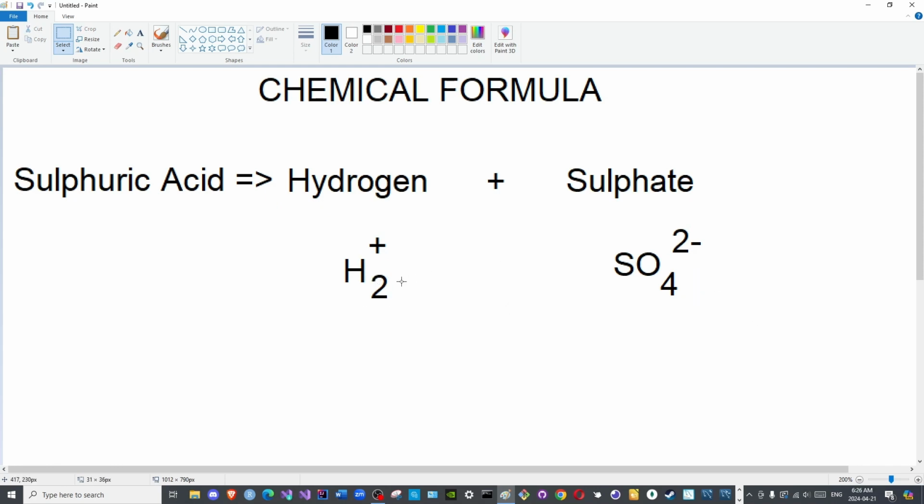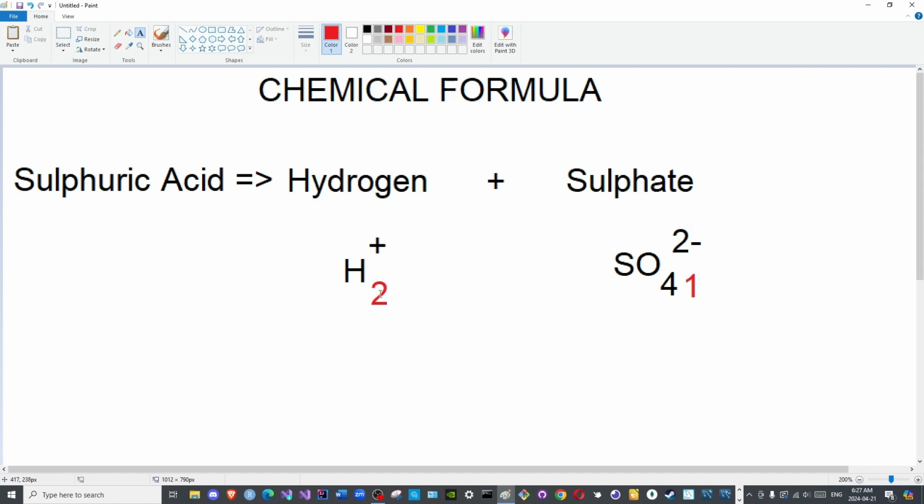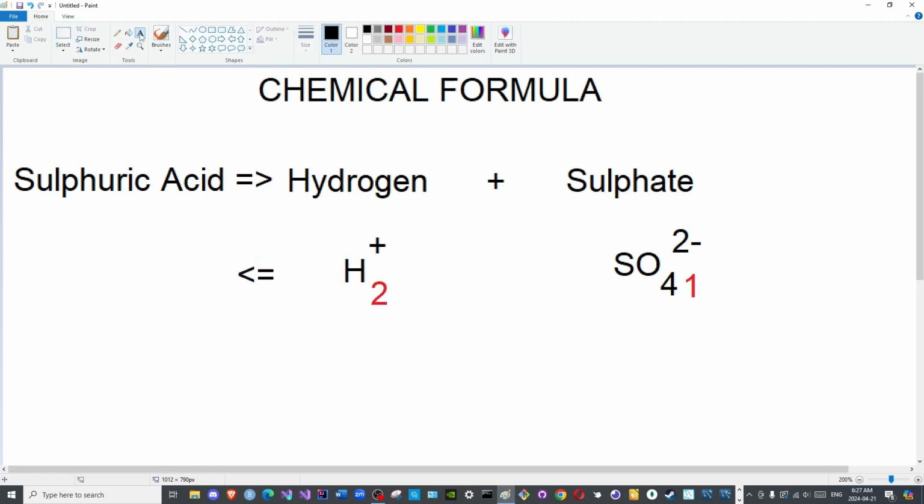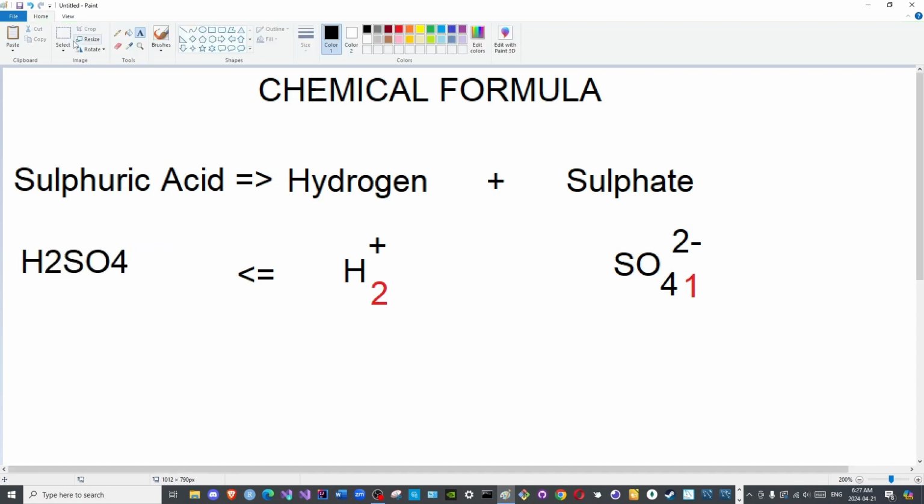So instead of this, I will actually use different colors. I will use red. 2 here and 1 here. Since it is only 1, 1 is never written. But 2, yes. So the final formula for sulfuric acid will be H2SO4 1, but the one is never written because it is multiplied by everything, so we do not need it. Then we lower this as a subscript, and we lower this as a subscript, like so. And there, we have deduced correctly the chemical formula for this compound, hydrogen sulfate or sulfuric acid.